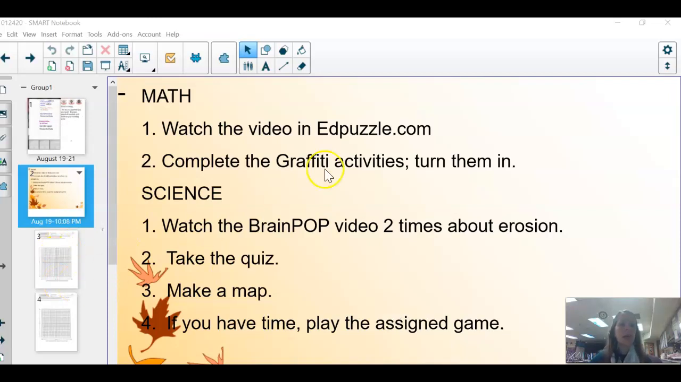Okay, so let's go ahead and see what you're doing today. So in math, you're going to watch this video, which you're already doing, and then you're going to complete the activity. This afternoon in science, and this slide will be up, you're going to watch the video 2 times about erosion, take a quiz, and you're going to make a really good map. I want a map with lots of details and some pictures and some videos in there. And then I've assigned something to do after it, okay?